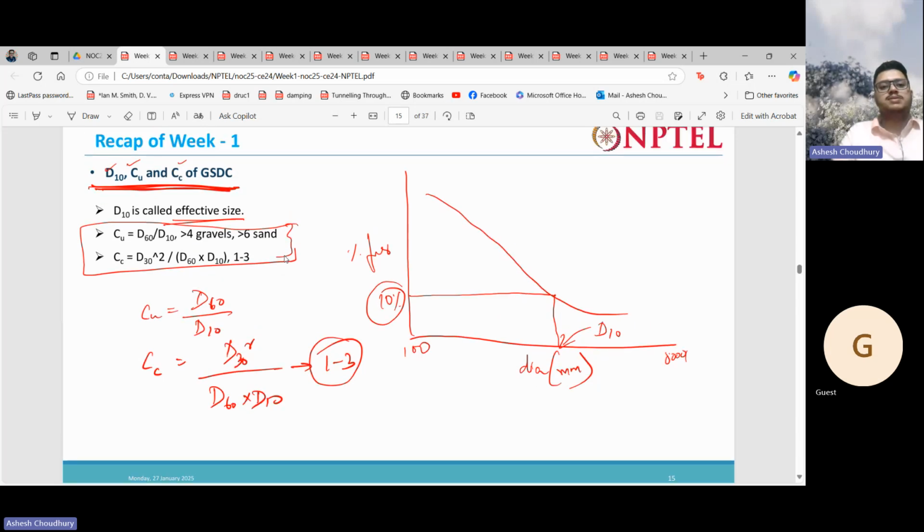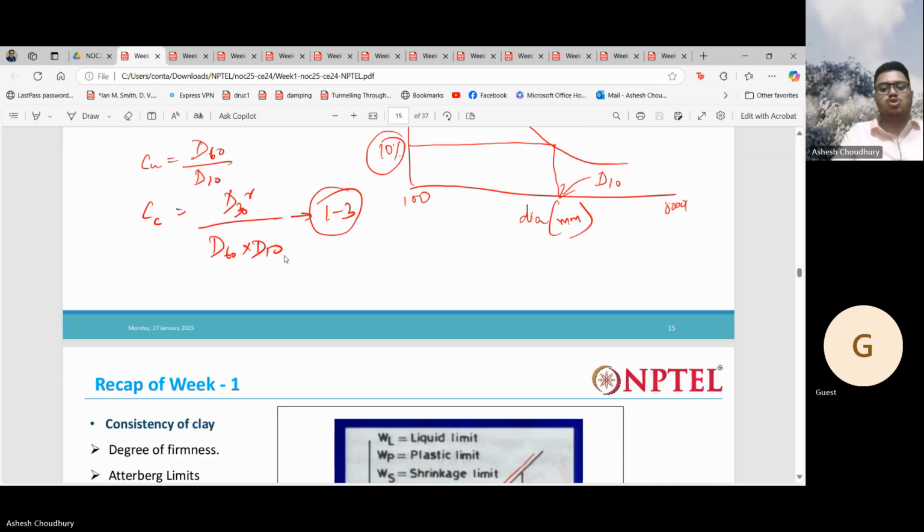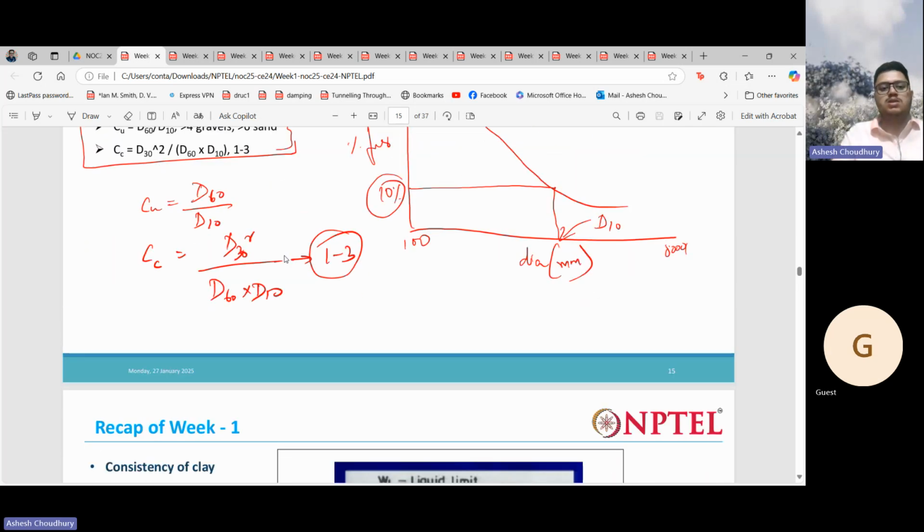Well-graded soil means good, equal proportions of all sizes are present, equal distributions.